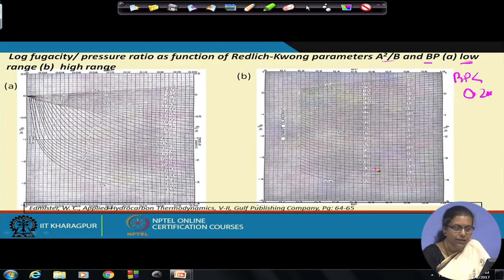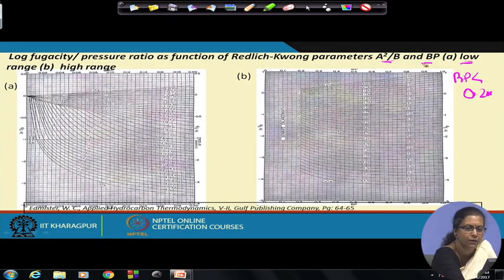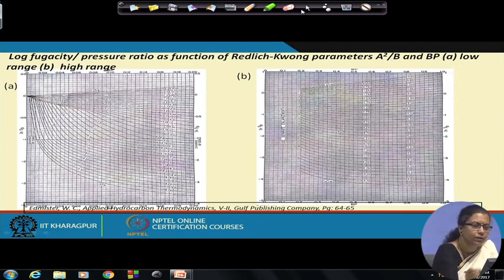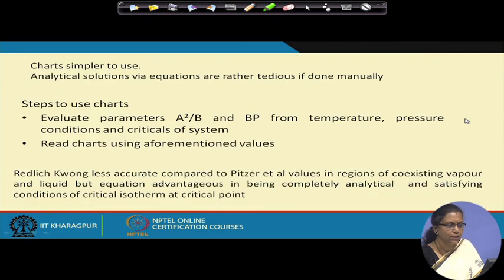Now, in this particular case, using the charts is much simpler as compared to using the equations. For using the charts, it is very easy. We first have to evaluate the two parameters a square by b and Bp from the temperature, pressure and the criticals of the system. Once these are evaluated, we read the charts using the aforementioned values, and find the fugacity coefficient for the condition of interest. We can use this for finding out the fugacity coefficient for both the condensed phase as well as the gas phase.